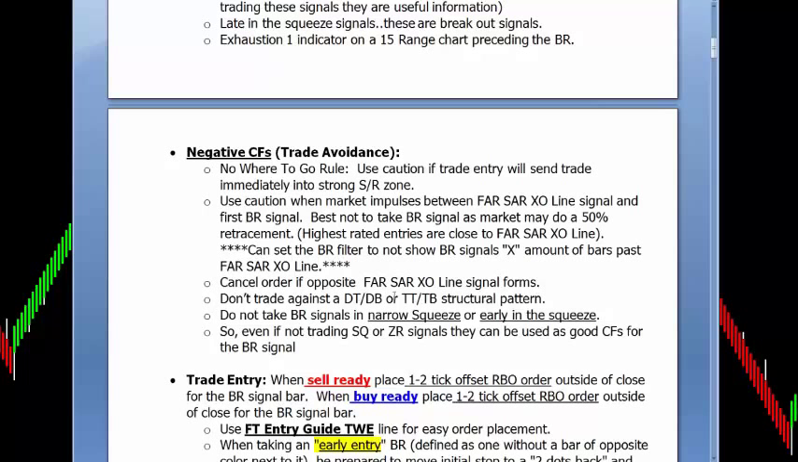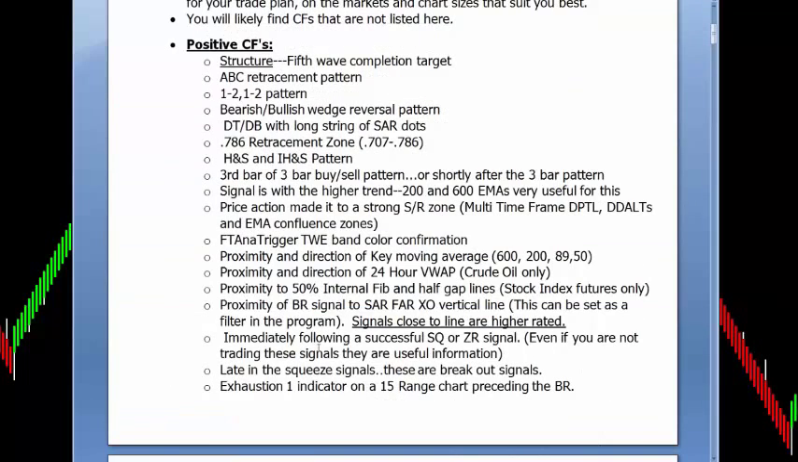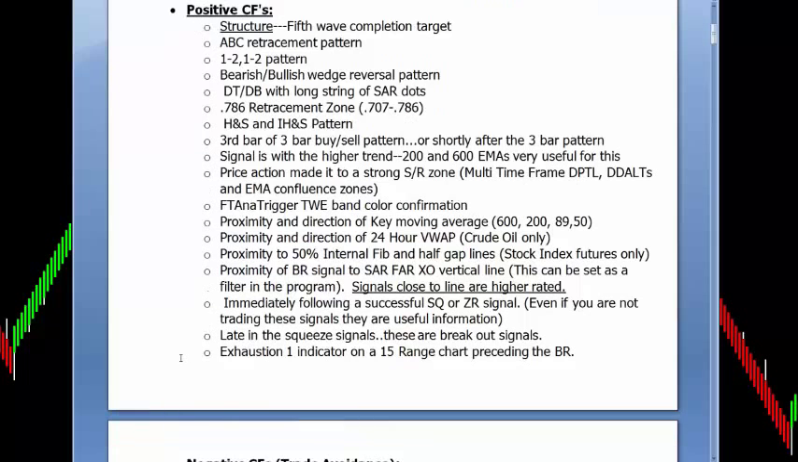Don't trade against a double top or triple top or bottom. And don't take BR signals in a very narrow squeeze or early in the squeeze. So even if not trading the SQ, ZR signals, they can be used for pretty good confirmational factors. And Jerry, the part that I wanted your comment on is going to be right after I make this statement. It's been my experience that I like to get as many good, strong, positive CFs as I can, but I don't think I've ever taken a trade where I don't have at least one of these negative CFs lurking about.